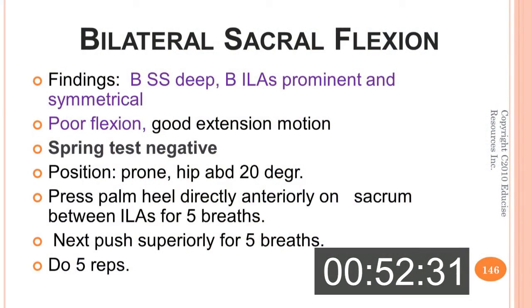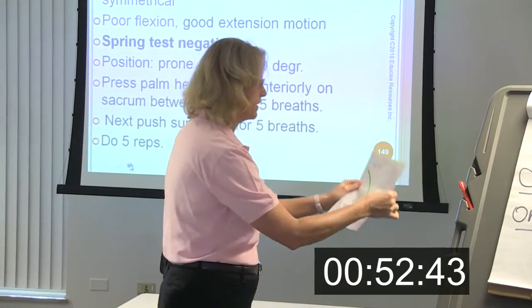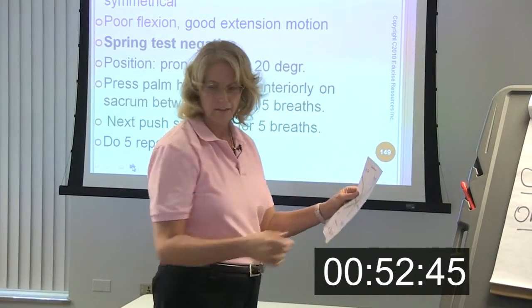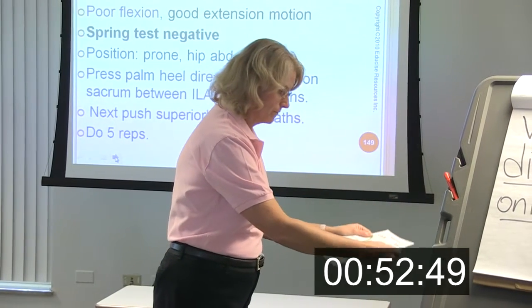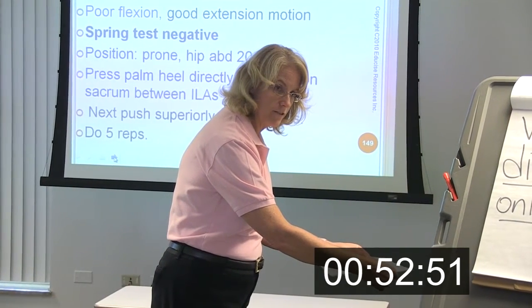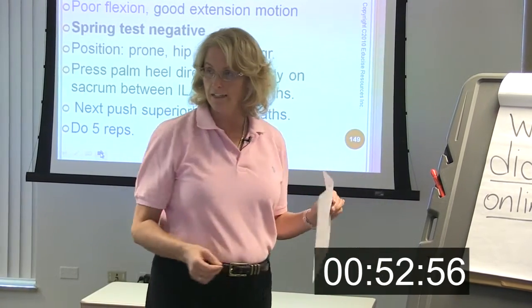Bilateral, this should be easy, relatively. Bilateral sacral flexion. Okay, I'm looking at, take your paper out, but you're looking at the paper here because that's the sacrum you're looking at on the patient. I'm looking at the patient's sacrum, and if they have a bilateral flexed sacrum, they're deep in their sacral sulci on both sides, and they're prominent in their ILAs on both sides.